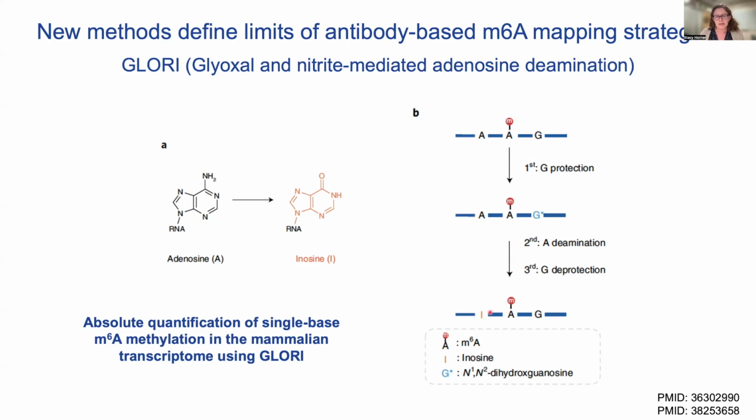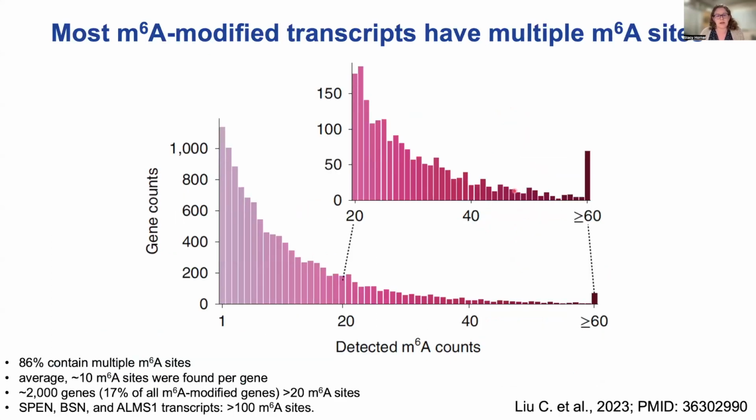This technique has worked really well to give us site-specific resolution of M6A, including knowing that, for example, this A is modified, but this A is not, because when you do sequencing, like a traditional RNA sequencing approach, you can see the difference. These data showed us that most M6A-modified transcripts actually have multiple M6A sites. I think this wasn't too much of a surprise, but what was crazy is that there are some transcripts that have more than 60 M6A sites on the transcript. So there's a wide variety of how much M6A.